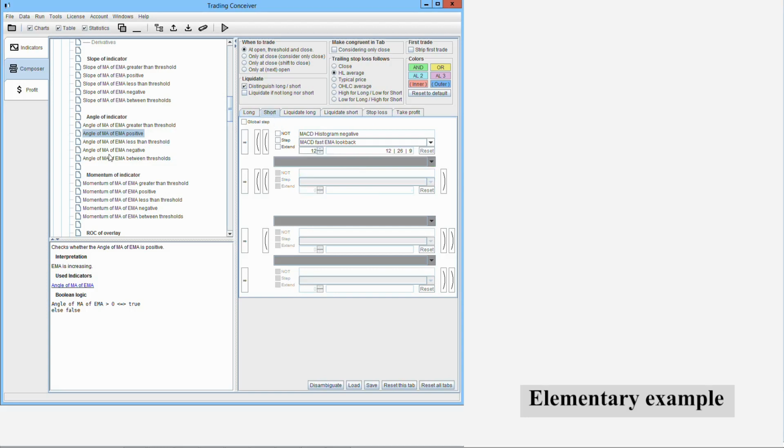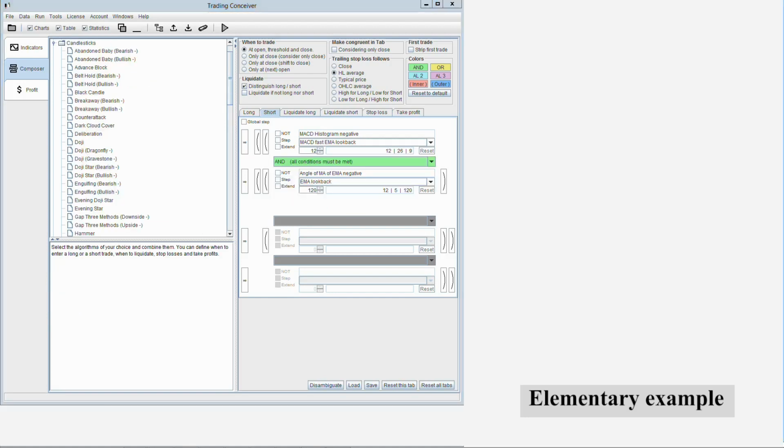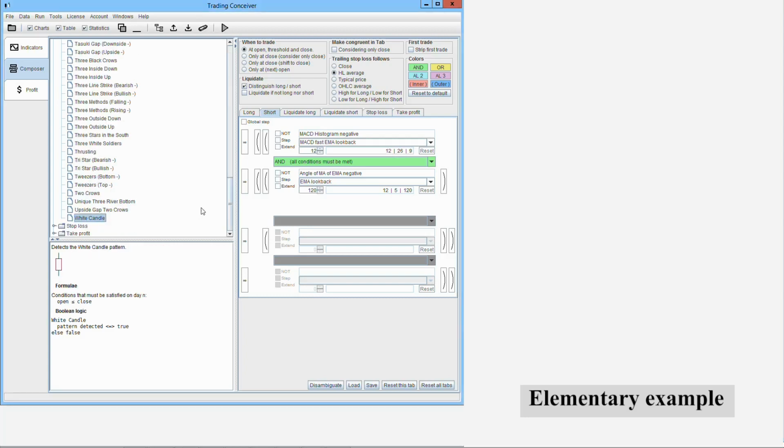Put the angle of the exponential moving average negative in the second slot, select the look-back period and the AND operator. As an extra precautionary condition, you want to go long only in the presence of a white candlestick and go short with a black candlestick. So put the white candle algorithm in the third slot in the Long tab and select the AND operator between the second and the third slot, and do the equivalent for the Short tab, where we will choose a black candle.